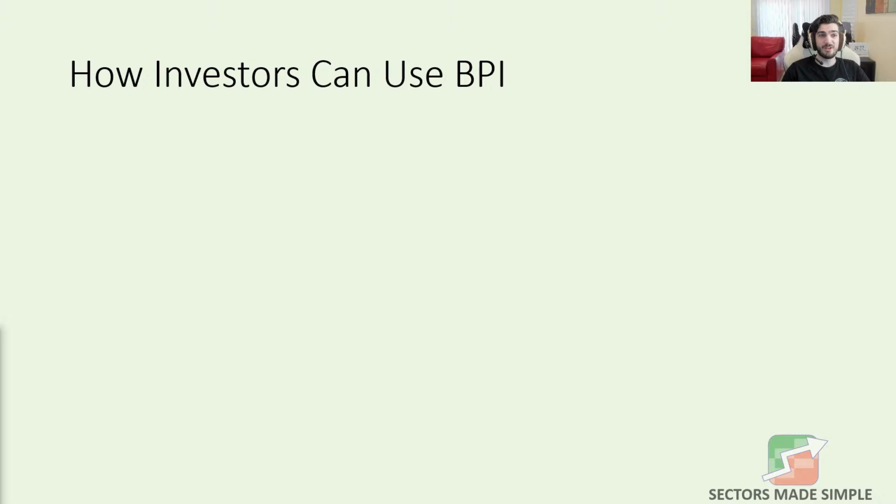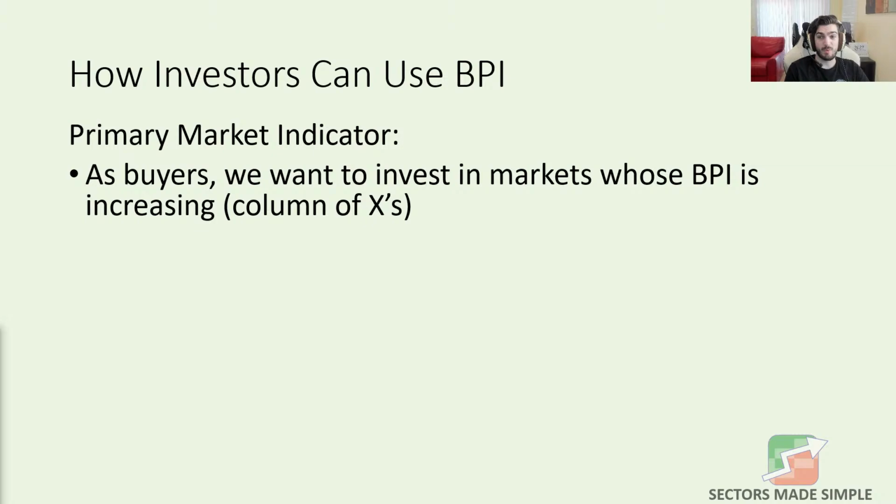So one of the ways that it can be used is as a primary market indicator. As buyers, we want to invest in markets whose BPIs are rising, where we want to invest when things are going on buy signals. The majority of a stock's performance is due to its sector. So if the sector has companies going on buy signals, we want to be a little boat and get lifted by the tide.